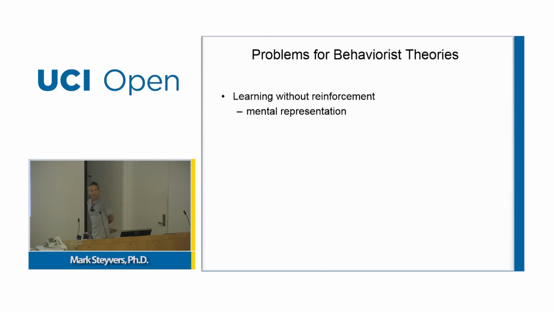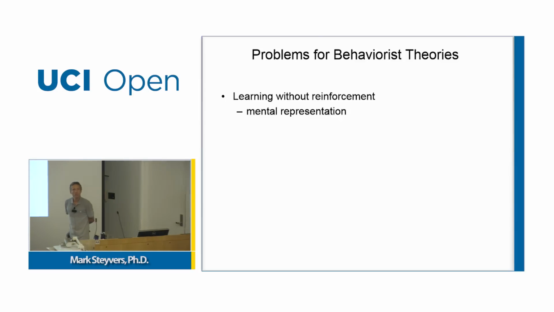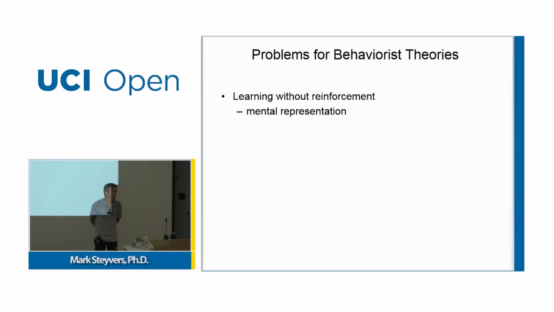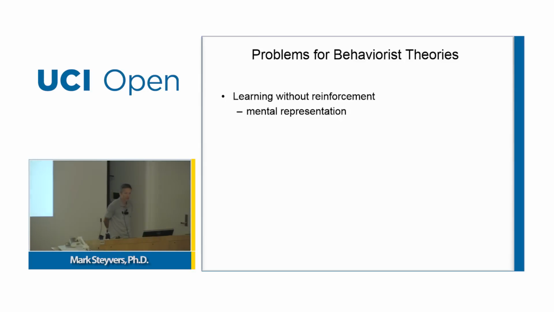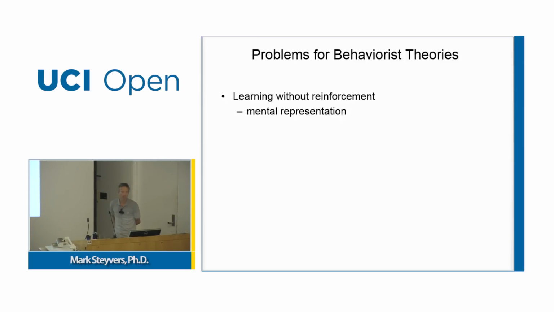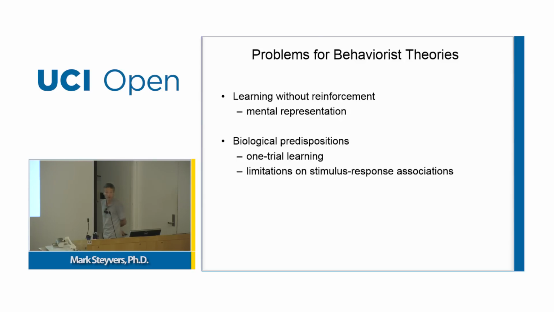So now we'll switch and talk about some problems with these behaviorist theories. The question is, is all learning driven by just reinforcement? And nowadays we know that there are things you learn without reinforcement. There are mental representations that you learn no matter if a reward is present or not. There are also biological predispositions where some associations are more natural to learn than others.